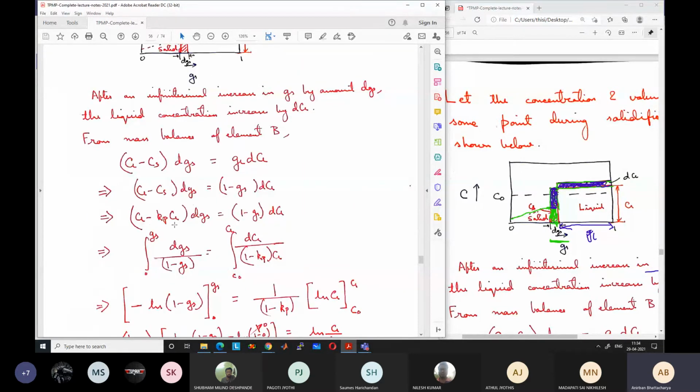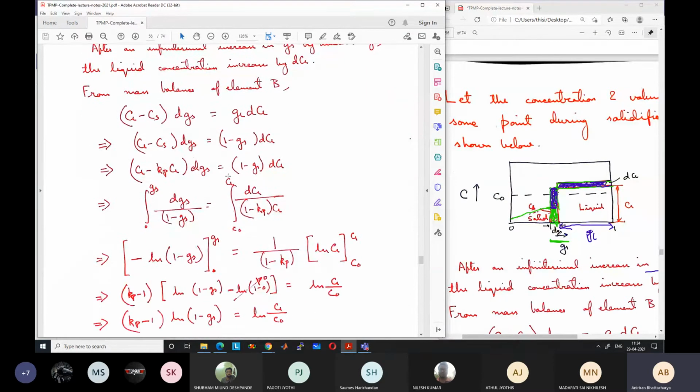So (Cl minus Kp Cl) dGs is equal to (1 minus Gs) dCl. Why have I written this as Kp into Cl? Because we have a dCl here, and again we want to integrate with respect to Cl. So now rearranging the terms, dGs by (1 minus Gs) is equal to dCl by (Cl minus Kp Cl), or (1 minus Kp) whole into Cl.